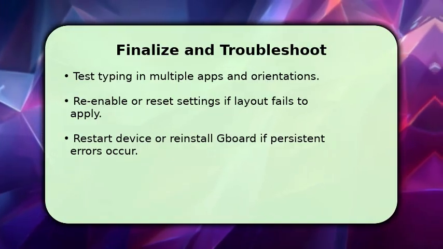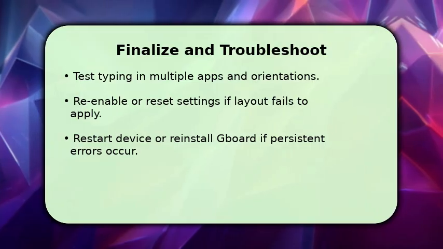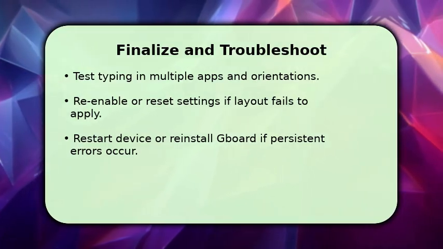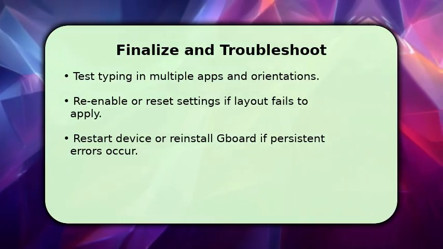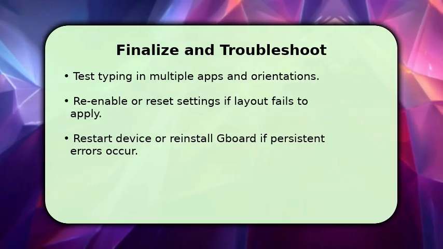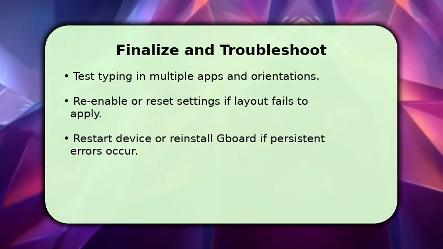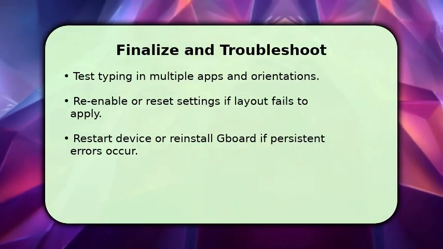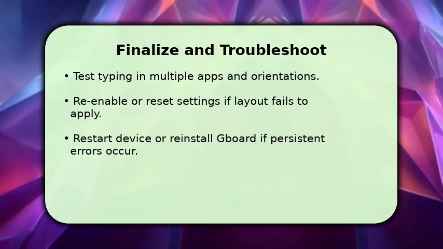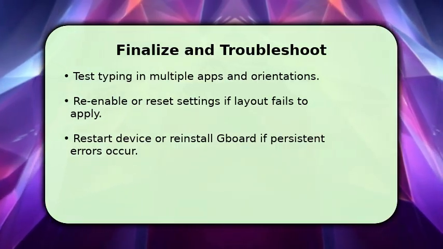If the keyboard still appears floating or compact, reopen Gboard settings and reset preferences to defaults, then reapply the full width choices. If problems persist, restart your device, and as a last resort, clear Gboard cache or reinstall the app. One key troubleshooting tip: if another keyboard overlay app is active, disable it. Conflicting overlays are the most common reason full screen layout won't apply.